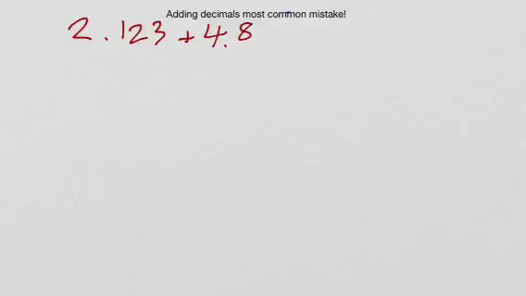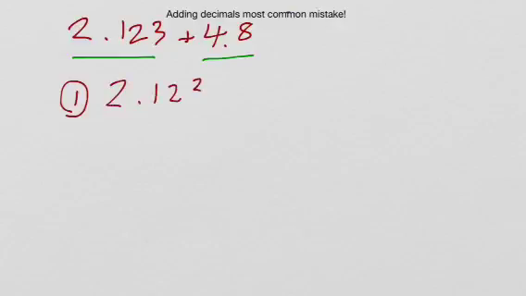Adding decimals, most common mistake. We have 2 123 thousandths, and we're going to add that to 4 and 8 tenths. My students have learned, step one, stack the numbers. So a student writes down the first decimal number, and then they take the second decimal number, 4 and 8 tenths, and they put it underneath. Now, as far as they're concerned, they've now stacked the numbers.